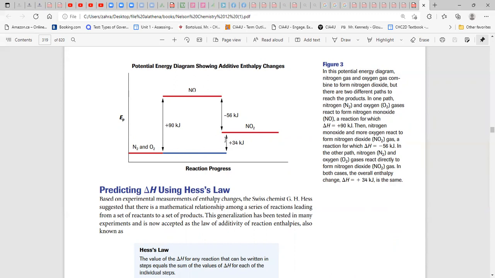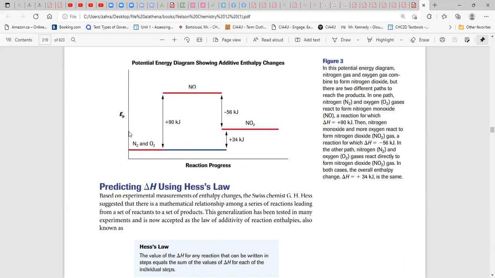The difference between the enthalpy of the initial and final is plus 34. Let's say we don't have that. We have just steps. From here to here is the first step. From here to here is the second step. If you add 90 to negative 56, you will get positive 34. So the overall enthalpy of a reaction is equivalent to the addition of the enthalpies of each stage.